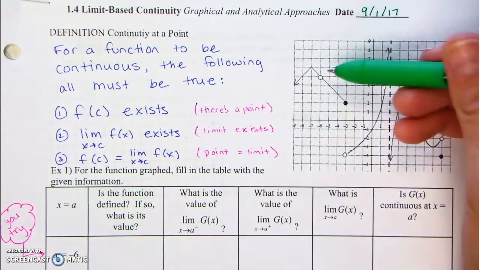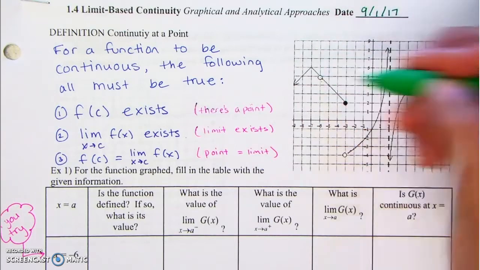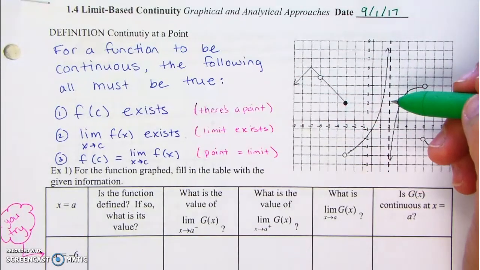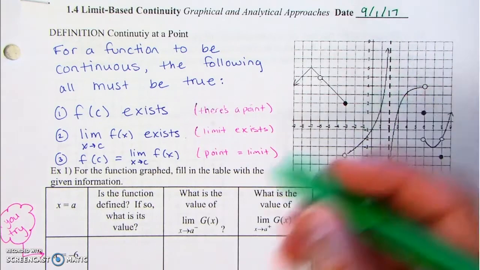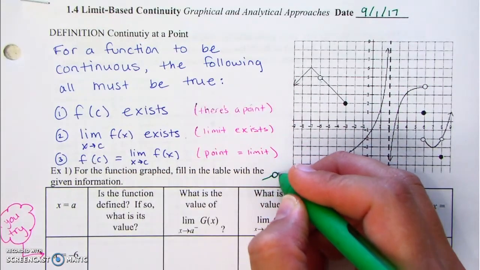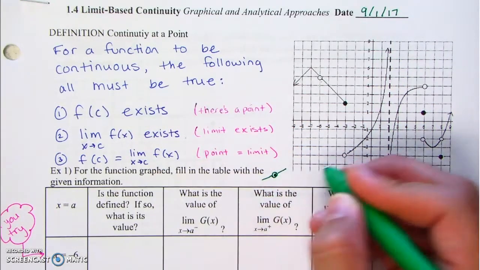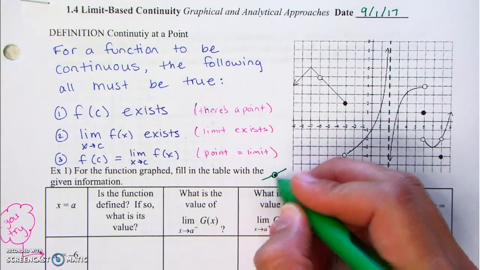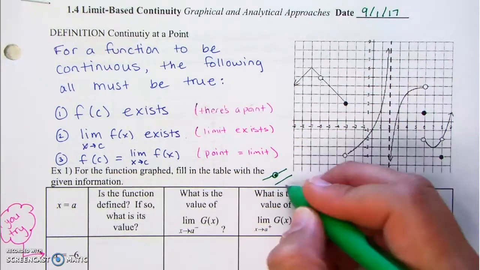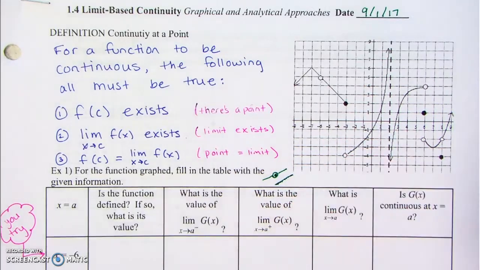Okay, the other rule is that the point has to equal the limit. So here we have a limit that exists, but there's no point there. So the point has to fill the hole in order for it to be continuous. Now, kids see this and they go, okay, so there has to be a hole with a point in it. But what you don't realize is that every single point on here has a point equal to its limit.